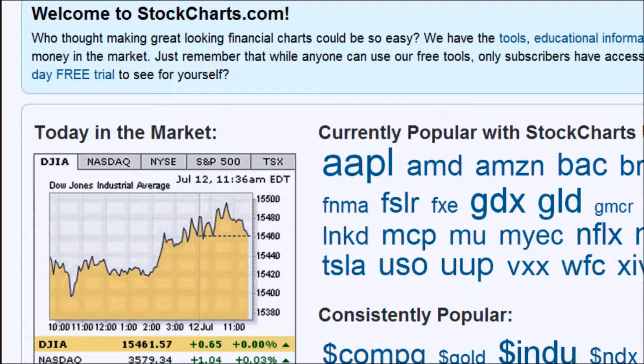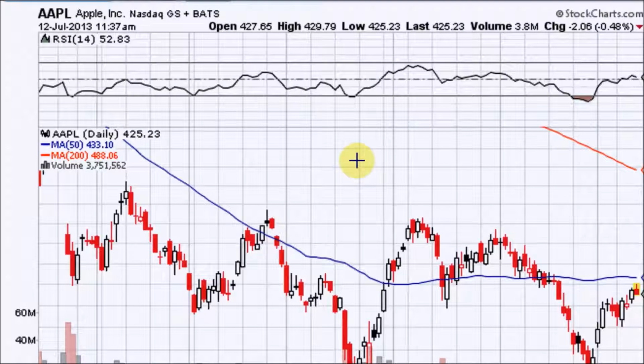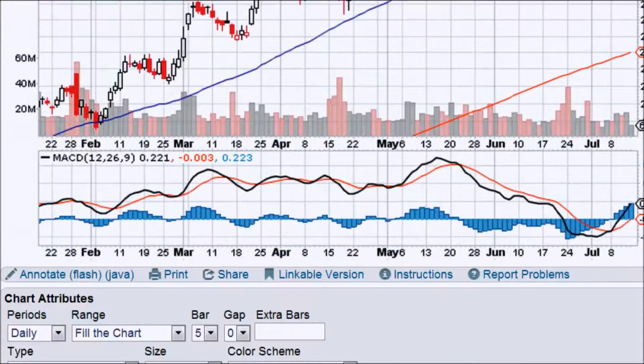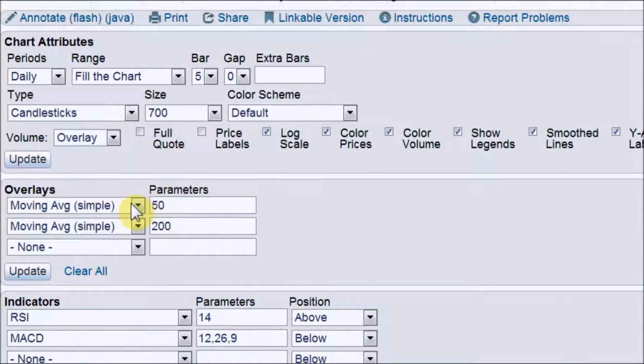Now that we have covered many of the most popular and useful indicators, we have enough indicators to fully load up a free stock chart at stockcharts.com with 3 overlays and 3 lower indicators. If you click on any ticker here, it'll bring up the standard chart. Apple's a little bit too expensive, so let's go with Yahoo, my favorite stock for doing technical analysis on. Now let's scroll down to the bottom where we will actually make the changes to this stock chart.